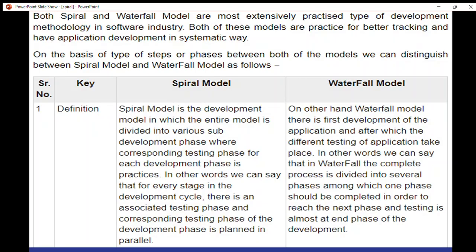The differences between the win-win spiral model and the spiral model. The spiral model, by definition, is a development model in which the entire model is divided into various sub-development phases, whereas in the other model the development of the application comes first, and after that the different testing takes place. In the spiral model, in every development stage there is an associated testing, and the corresponding development phase is planned in parallel to the testing phase. In the other model, the testing is done almost at the end of the development.